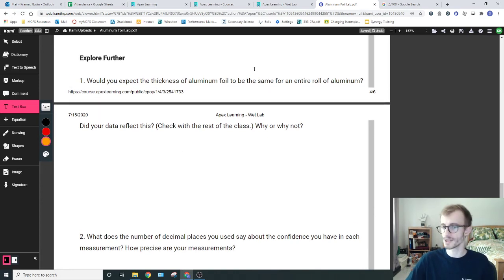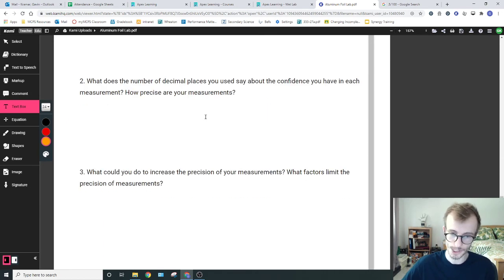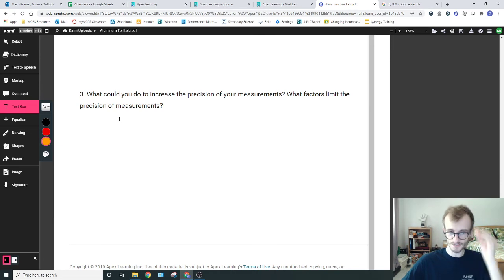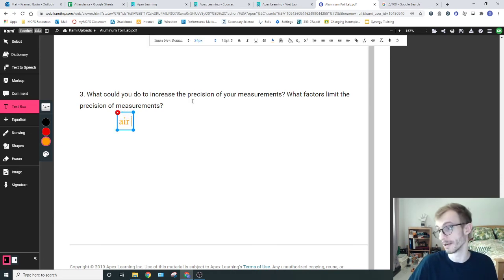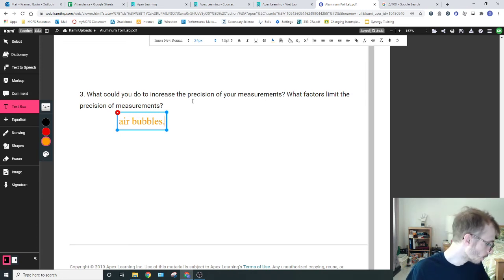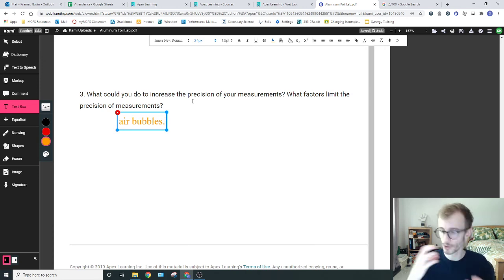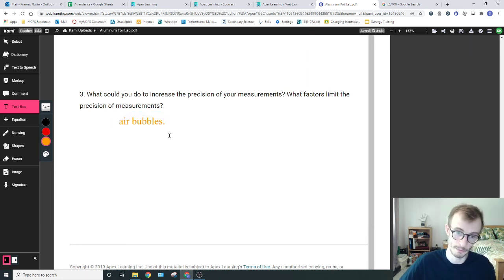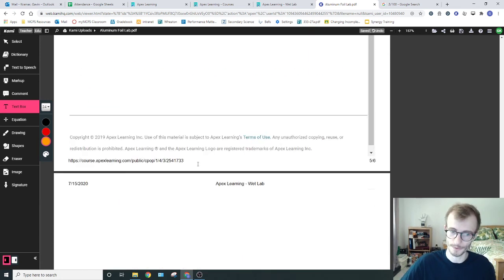You would expect the thickness to be the same for the whole roll because it's the same roll of aluminum, but I've looked at the calculations already and you won't find that they're exactly the same, and that's because of some possible errors in our measurements. One of the biggest factors that affects the precision here is air bubbles. When you crunch up a piece of aluminum foil, there's actually air trapped in there, and we noticed that when some of our pieces of aluminum foil tried to float. If you have extra air trapped in there, that ruins your calculation of the volume, because that extra air isn't being counted against the mass of the aluminum. Sorry, the volume of the aluminum. So that's one thing. You can probably think of at least one more.